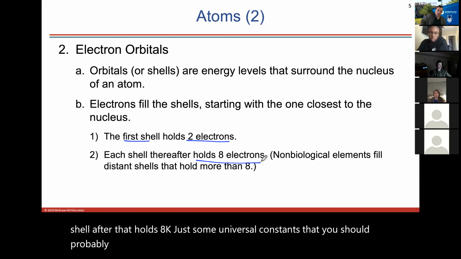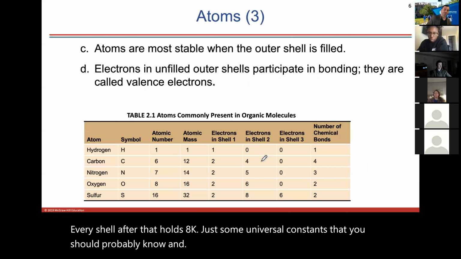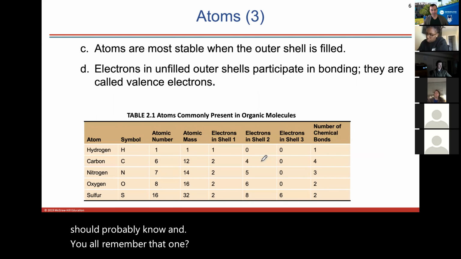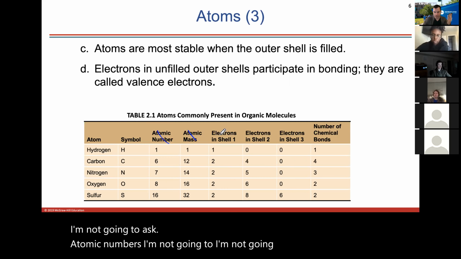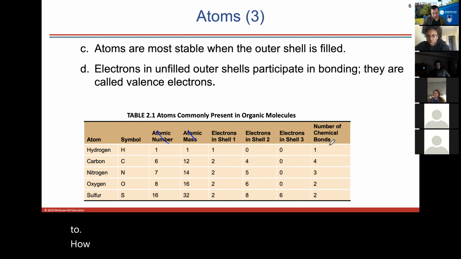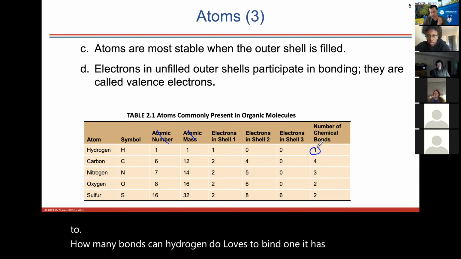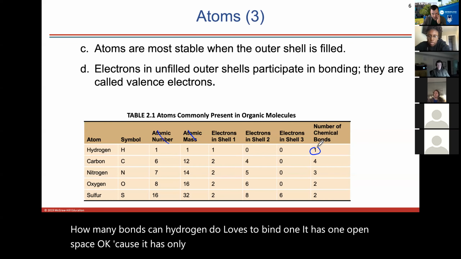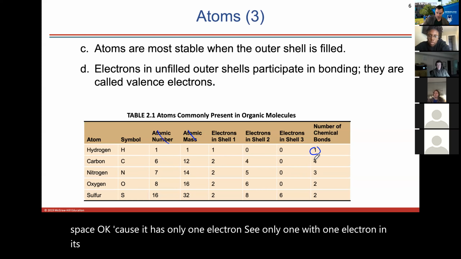And you all remember that one. I'm not going to ask atomic numbers. How many bonds can hydrogen do? It loves to bind 1. It has 1 open space, okay, because it has only 1 electron. It's the only one with 1 electron in its first shell, okay.